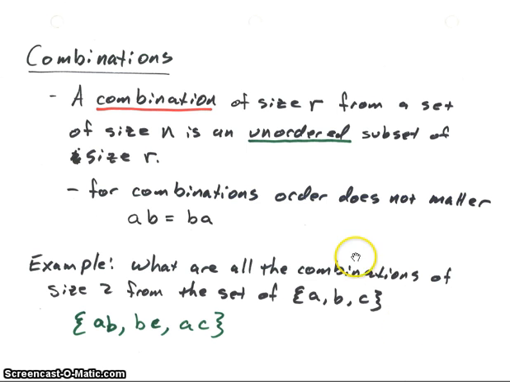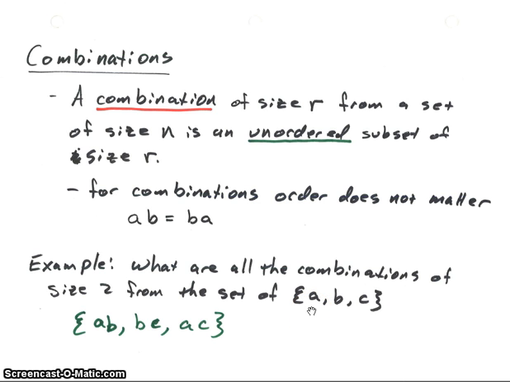So for combinations, since order doesn't matter, if we had an element AB and the element BA, those would be the same element since we don't care what the order is. So let's look at a quick example. Suppose we want to determine the number of combinations we have from a set. The set is A, B, C, and we're going to choose 2 elements from that set at a time.